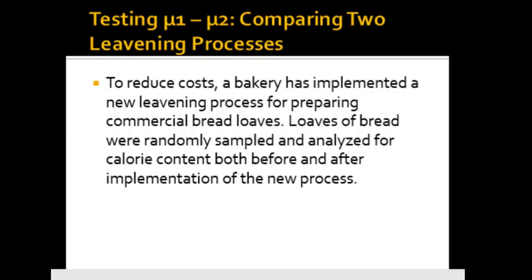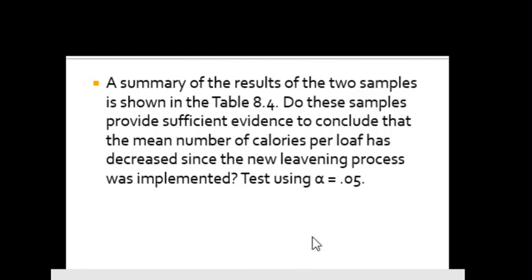To reduce costs, a bakery has implemented a new leavening process for preparing commercial bread loaves. Loaves of bread were randomly sampled and analyzed for calorie content both before and after implementation of the new process. A summary of the results of the two samples is shown in the table on the next slide. Do these samples provide sufficient evidence to conclude that the mean number of calories per loaf has decreased since the new leavening process was implemented? We will use a significance level of 0.05.